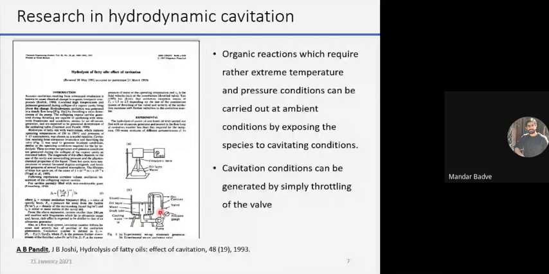You are just allowing the liquid to pass through the valve and experience a cavitating condition. So basically, even though you are operating your reactor at ambient conditions, your entire reaction mixture is experiencing this high temperature and pressure condition when it passes through this cavitating zone, and therefore you manage to carry out these reactions at ambient conditions while at the same time generating those high temperature and pressure conditions, right? So this was the first paper which focused on the effectiveness of cavitation, to utilize it in a positive way.